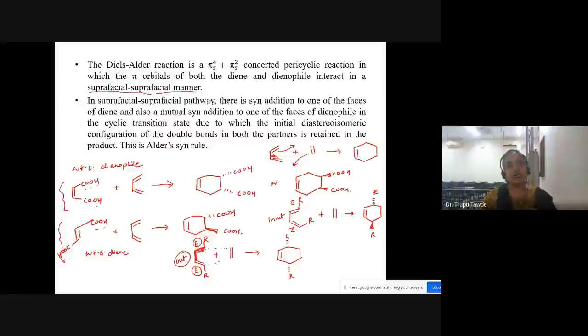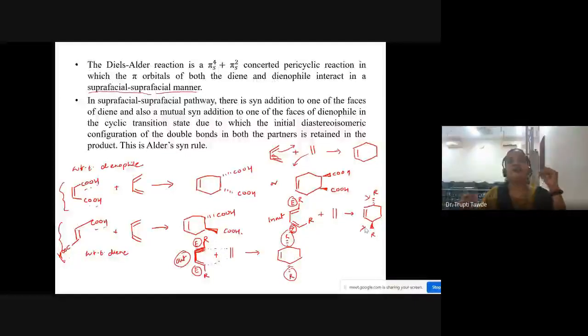So both were having E configuration. Similarly, this is retained in the product also. Configuration was the same. E is actually anti, but both were having the similar configuration. So that similarity is retained in the product as well. यहाँ पे एक E है तो दूसरा Z है. That's why we have retained that kind of stereochemistry in the product as well.